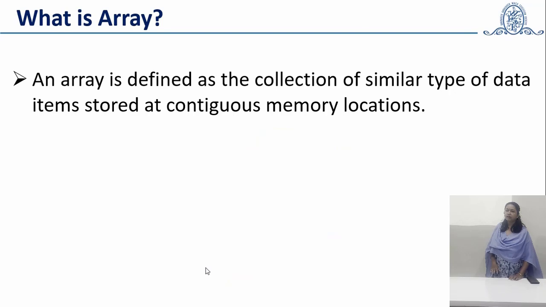So let us define what we mean by array. An array is basically a collection of similar type of data items stored at contiguous memory locations. Like I have just stated, suppose I want to store the integer marks of 1000 students. They are of the same data type, but the collective name is only one, and they will be stored in 1000 contiguous memory locations.